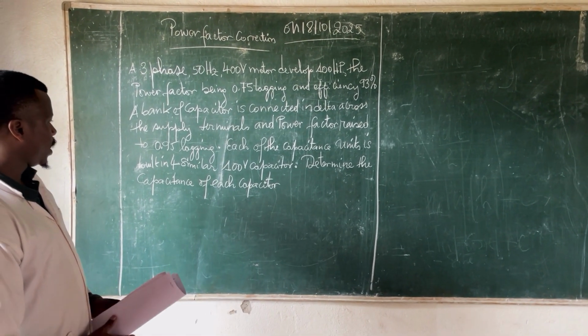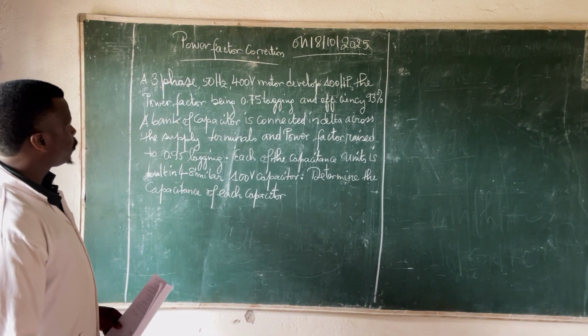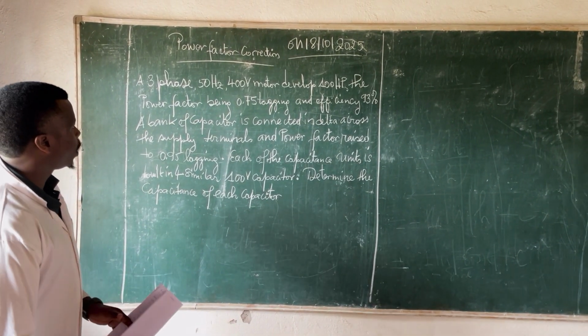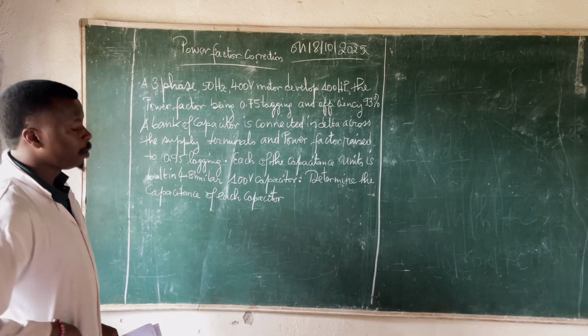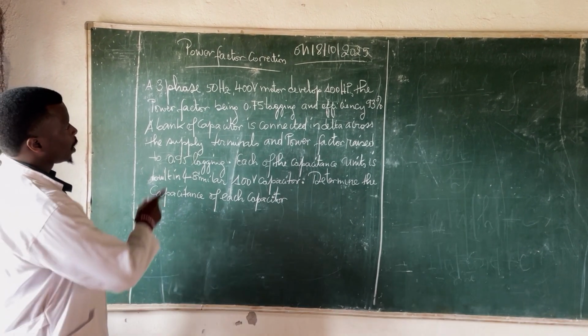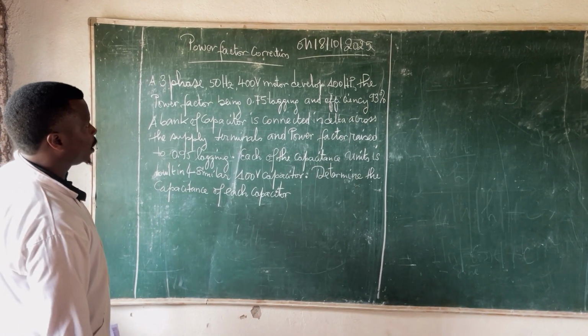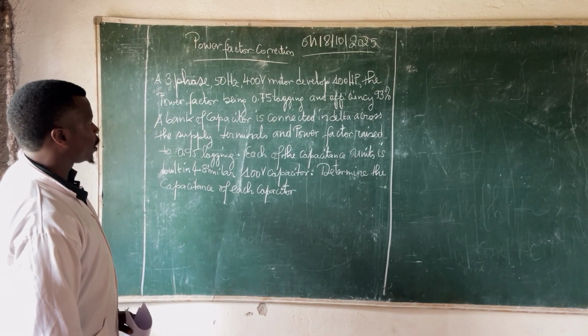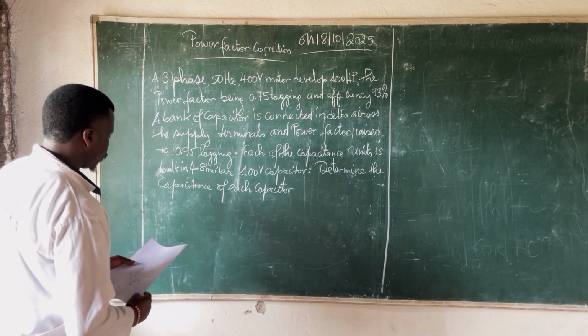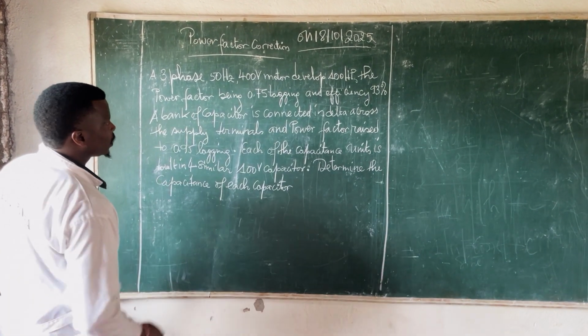So for better understanding, let's break it down. Before we proceed, we must know what we are required to do. We have to find the power that the motor is taking. Once we get the power, we are going to find the apparent power. So let's begin with taking the data.